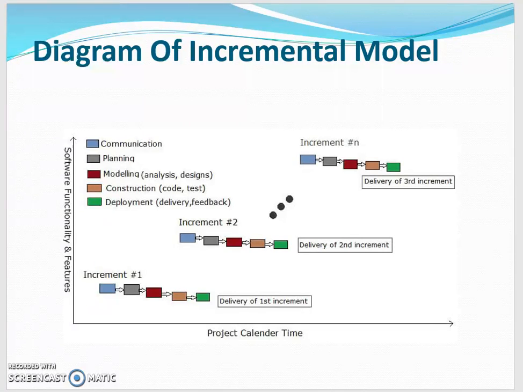This is the diagram which shows the incremental model. During each increment, the 5 phases of waterfall model, that is communication, planning, modeling, construction and deployment, are followed, which takes place in an iterative fashion.